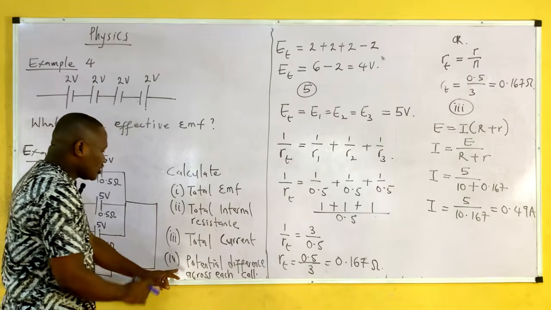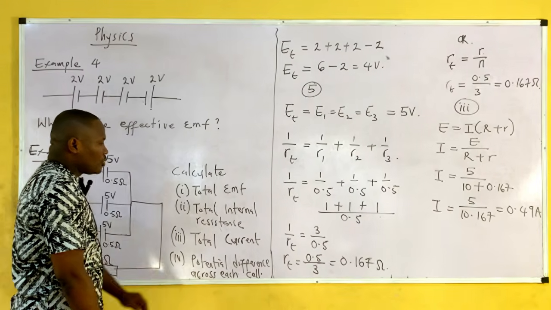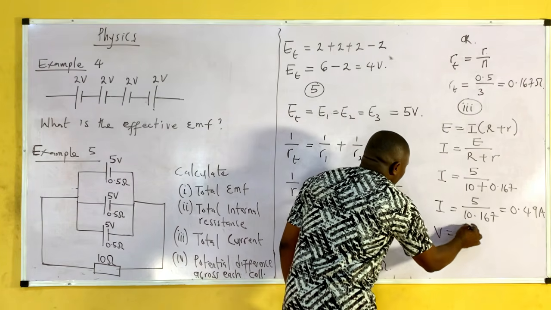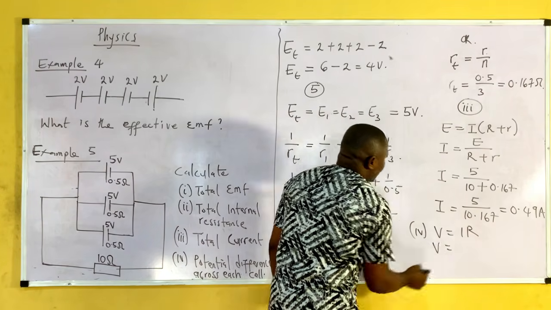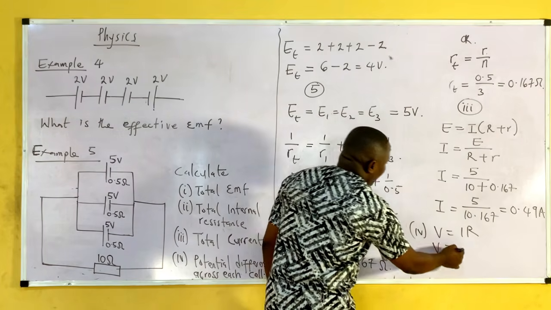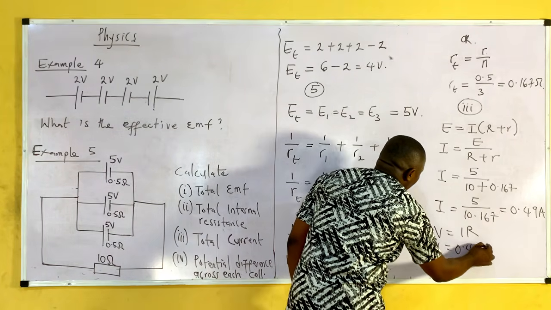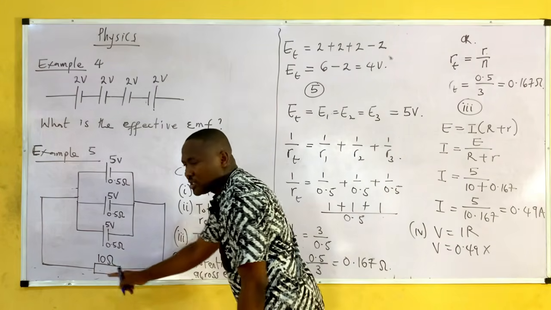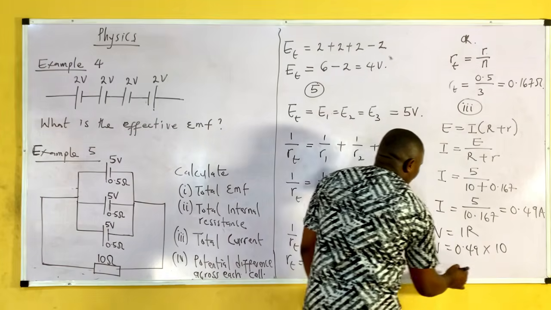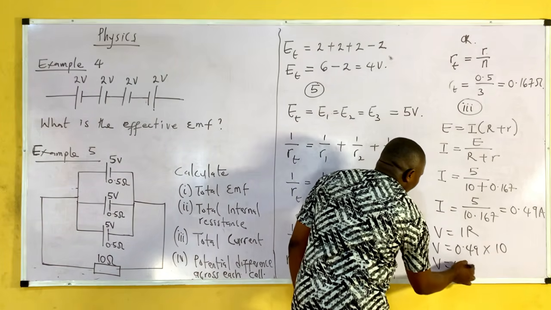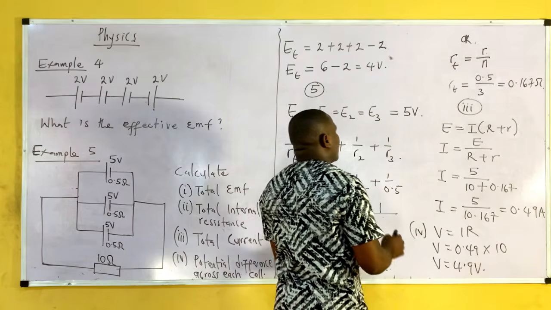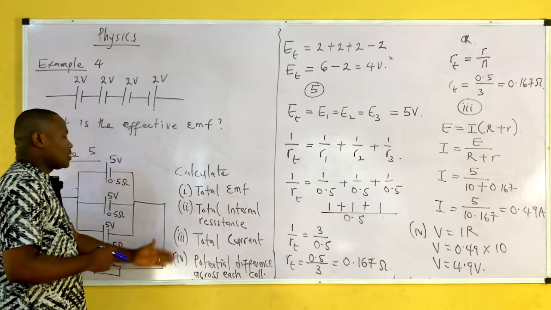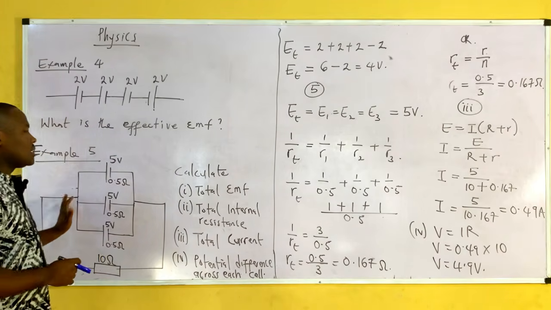Now, what about question number 4? Question number 4 said the potential difference. So, V equals I R. So V, which is the potential difference, equals, what's our current? Our current is now 0.49 times R. R is the external resistor, which is 10, times 10. So that V is now equal to 4.9 volts. So that's the answer to each of all of these questions that were tested in this diagram.